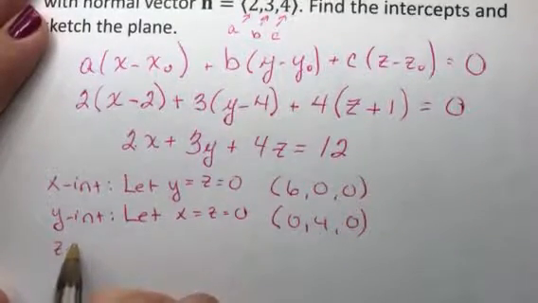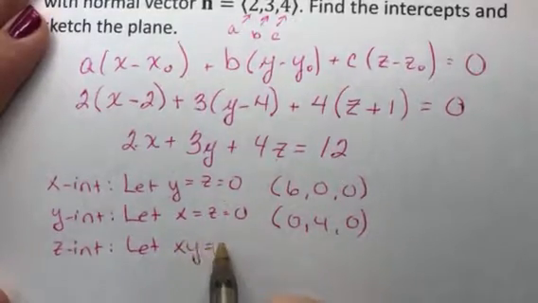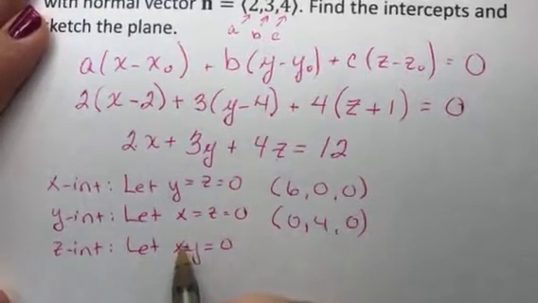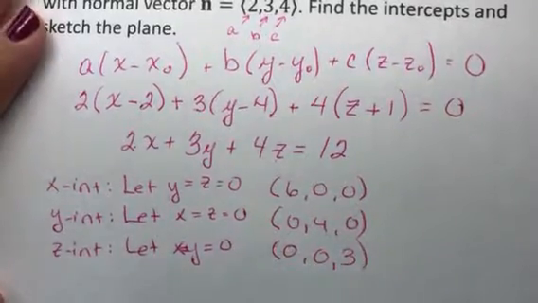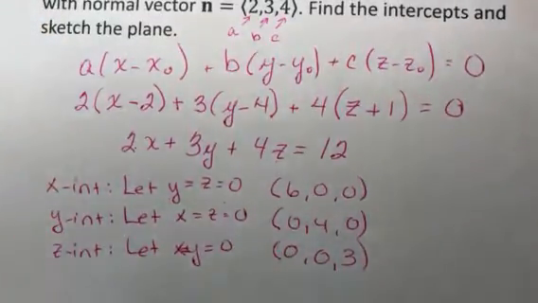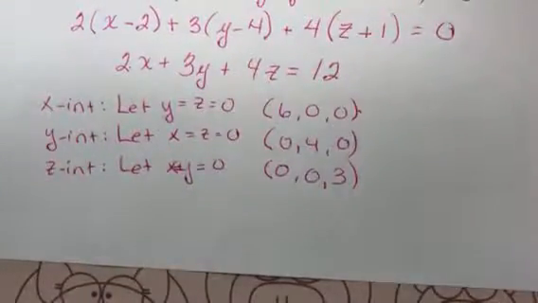And the z-intercept, again, let the others be 0. Oops, x equals 0, y equals 0. So 0, 0, 3. Okay, so we're going to plot the point 6, 0, 0, 0, 4, 0, and 0, 0, 3. And we're looking at the plane that goes through them.